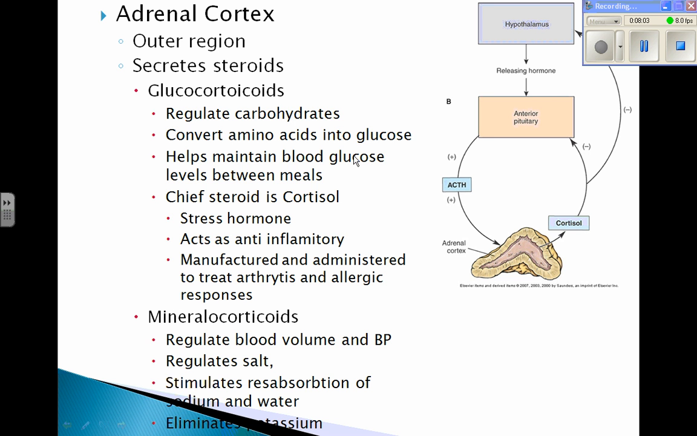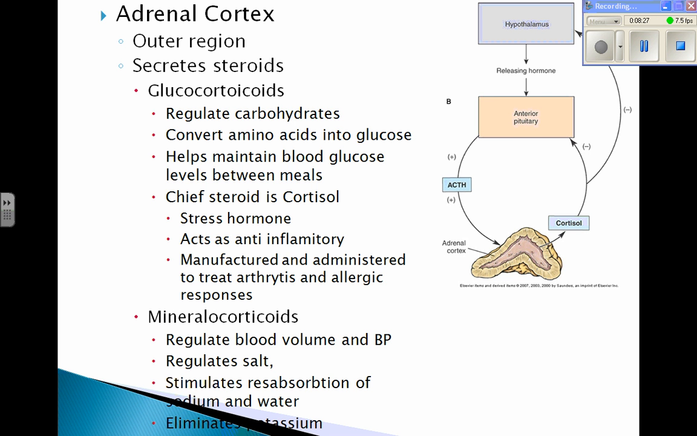Helps maintain blood glucose levels between meals. The chief steroid is cortisol. It is also a stress hormone, and it's released in cases of high levels of stress. Acts also as an anti-inflammatory, and it's manufactured and administered to treat arthritis and allergic responses in medicine.